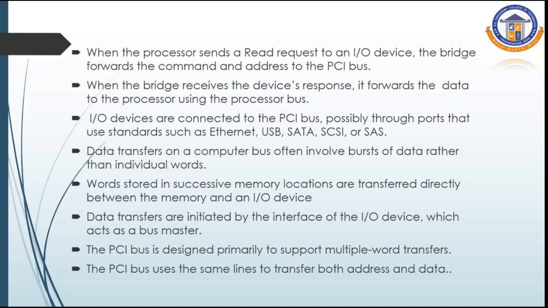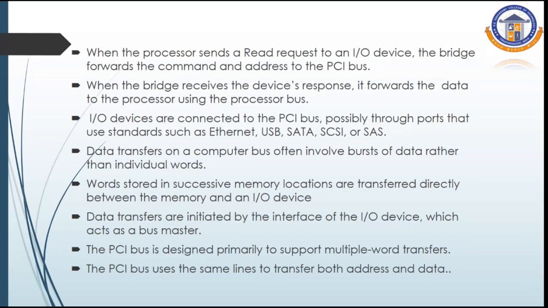And the particular address will be given. Each and every device has a unique address, and the device which has that address will respond to the bridge. So when the bridge receives the device's response, it forwards the data to the processor using the processor bus. Here the IO devices are connected to the PCI bus through the ports.